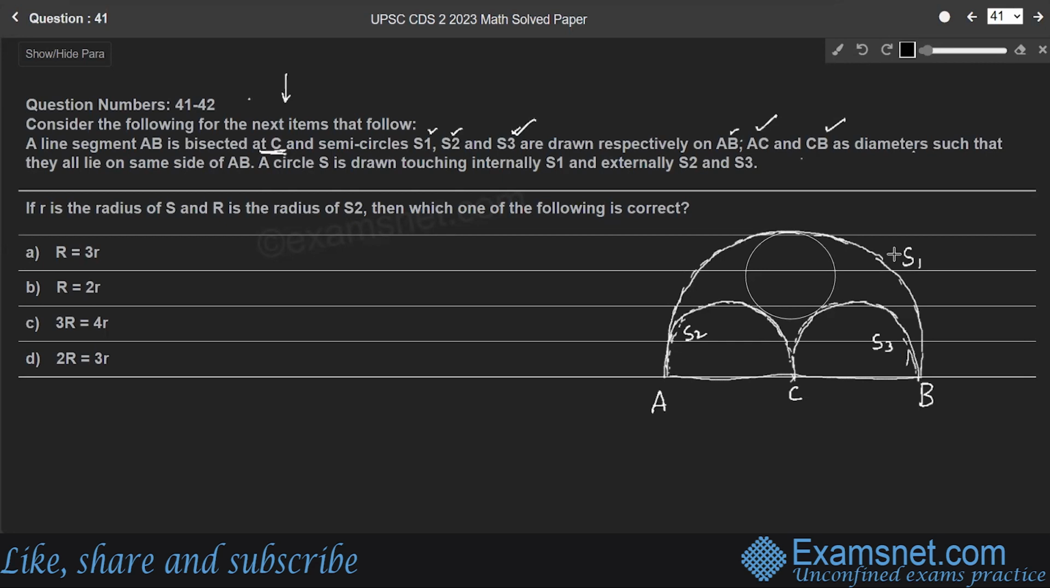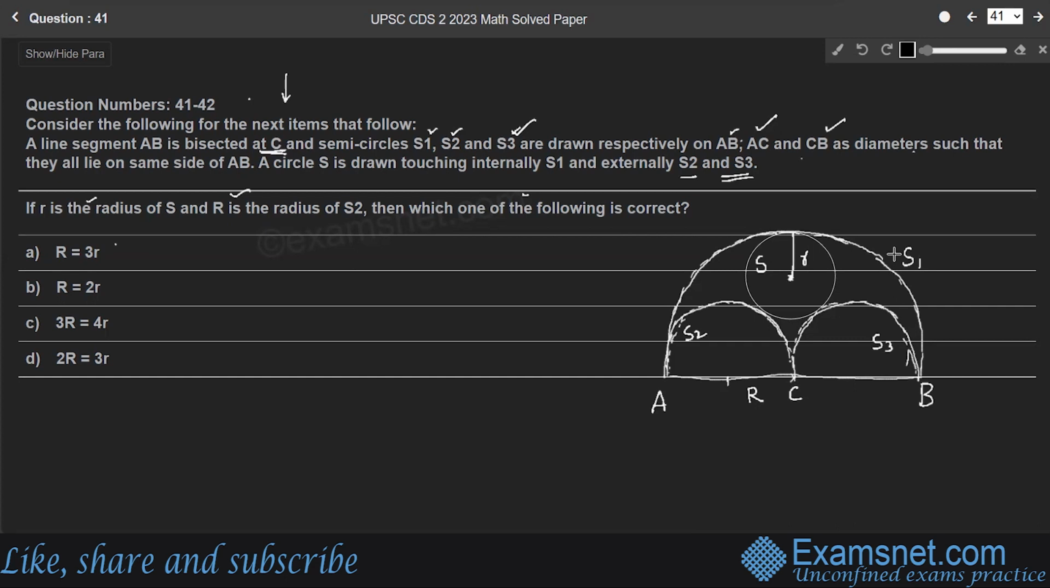A circle S is drawn touching S1 internally. So this is circle S, which touches the inside part of S1, and it touches the outside part of S2 and S3. So it touches S2 and S3 externally like this, right? Here the question is, if small r is the radius of the circle S, and capital R is the radius of S2, so we have to consider capital R here. Then which one of the following is correct? So what is the relation between capital R and small r?